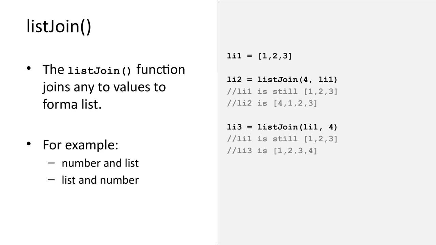The list join function joins any two values to form a list. And the new list is then returned. In this example, we see what happens when a number is joined to a list, and when a list is joined to a number.